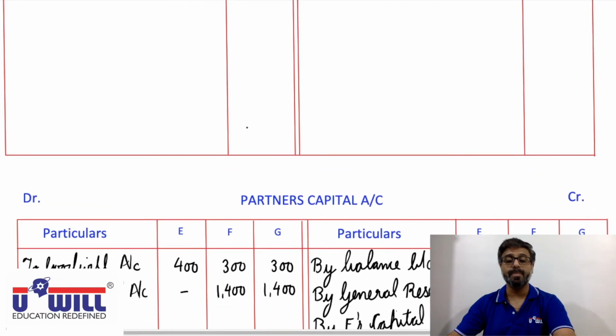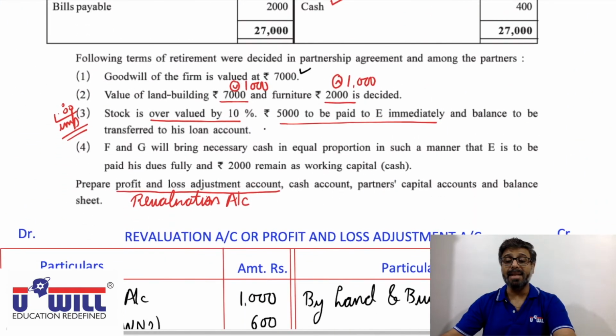Further, the balance to be transferred to his loan account, so that we will do after the balancing of revaluation account. Whatever balance remains in E's column would be transferred to his loan account. Okay, this we have to do after the revaluation account's balancing.